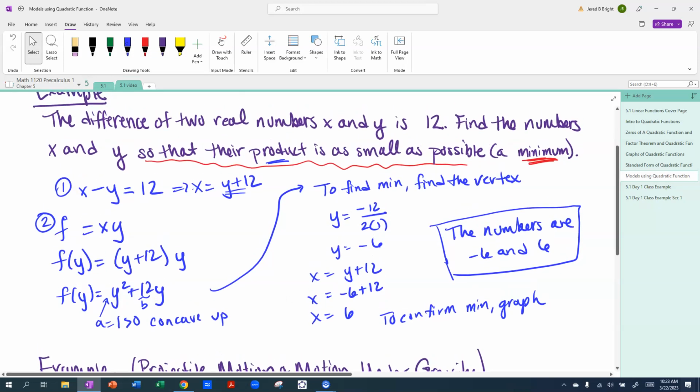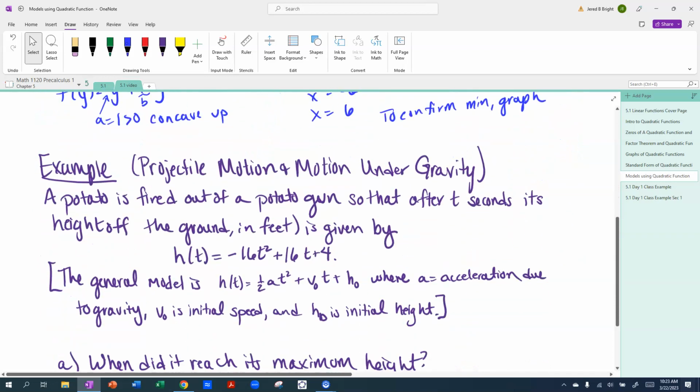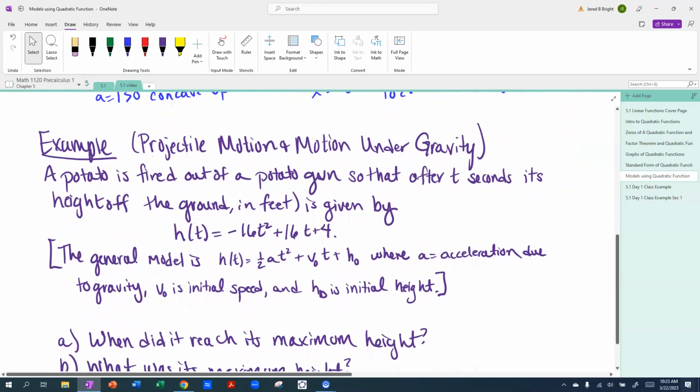But there we go. We have one application. That was kind of fun, okay? Next application, and this one is a biggie. You will see this over and over and over again in this course as well as in physics if you go that far. But when we look at projectile motion, so that's when an object is fired from a cannon, gun, something or other, or in general when we have an object that is moving only under gravity, this general model applies, okay?